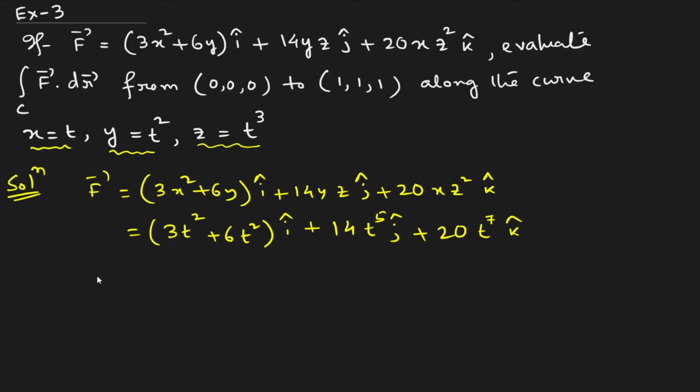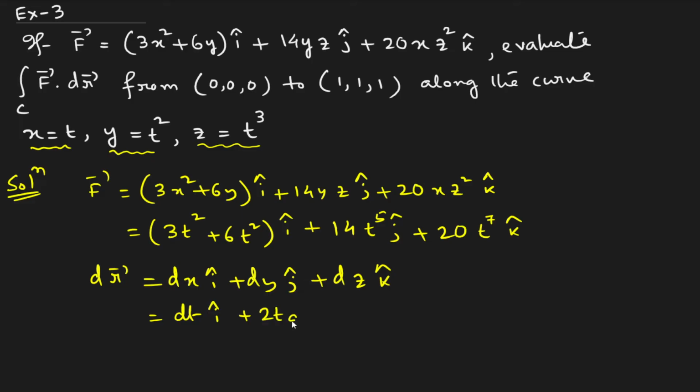Then we have to write dr bar. So dr bar is dx i cap plus dy j cap plus dz k cap. Here x is t, so dx will be simply dt, dt i cap. Then dy, y is t². If we differentiate t², we will get 2t dt j cap. And then dz, z is t³. After differentiating t³, we will get 3t² dt k cap.